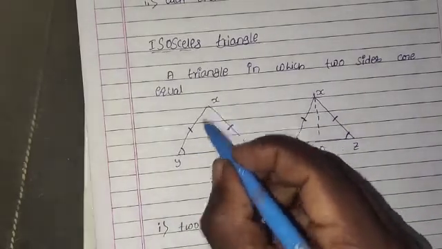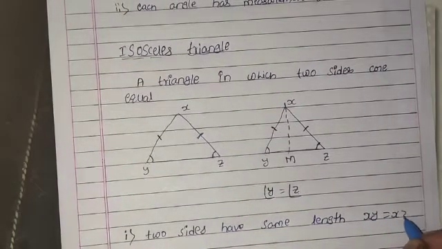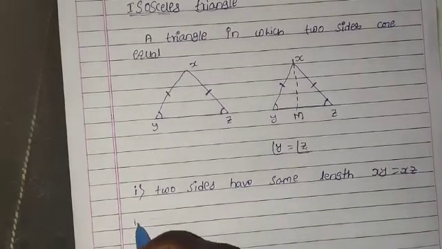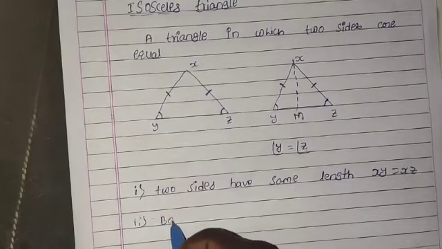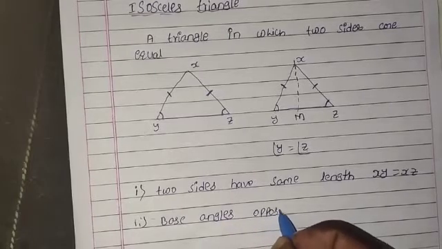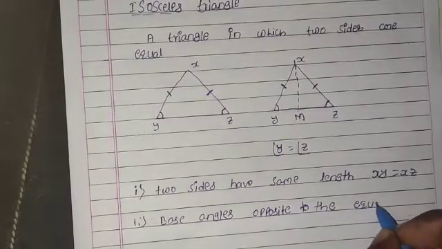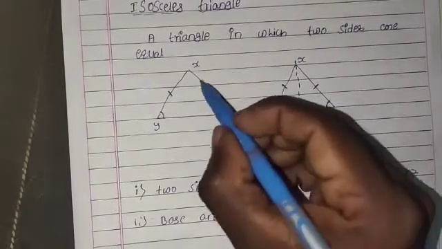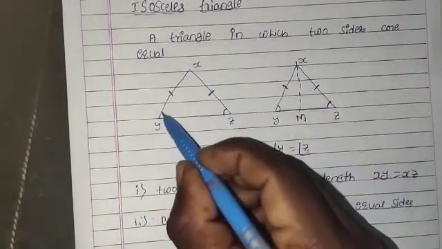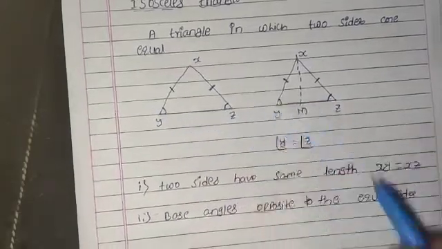Here, which are the two sides? XY and XZ. Side XY is equal to XZ. In an isosceles triangle, two sides have the same length, and the base angles opposite to the equal sides are equal. Which are the equal sides? XY and XZ. For these equal sides, the opposite angles are Y and Z. These two are base angles, and these base angles are always equal.